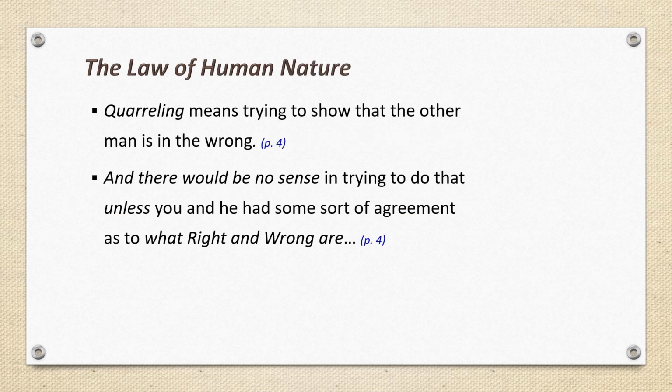To get to that conclusion, he started with this statement: quarreling means trying to show that the other man is in the wrong. A lot of people have different ideas about certain things, and one says that's right, the other says this is right. And that's why we have this dispute and quarreling. A second bullet point says there would be no sense in trying to do so unless there's some kind of agreement as to what's right or wrong. Because if one says this is the right way, the other person says that's the right way, then who can say which one's right unless they both somehow have some kind of expectations about the right or wrong ways.